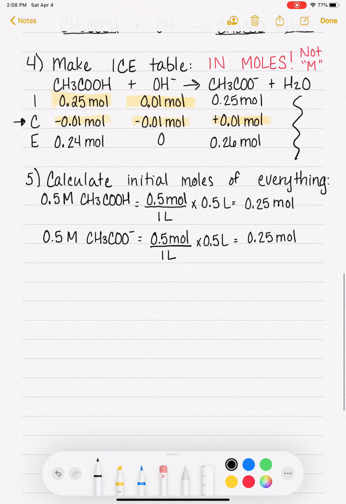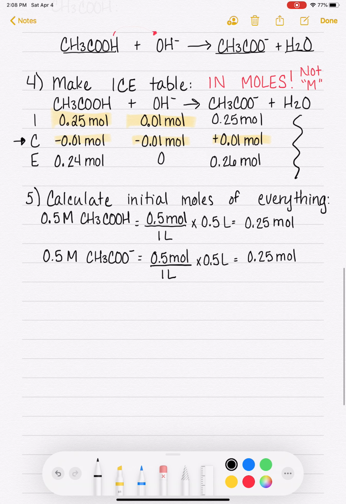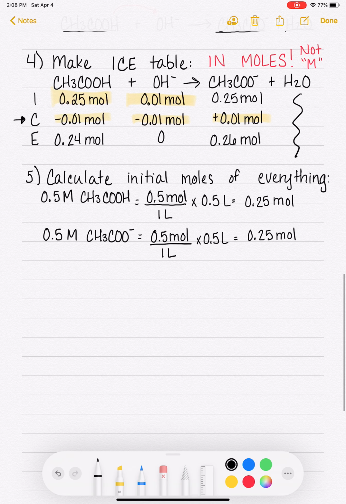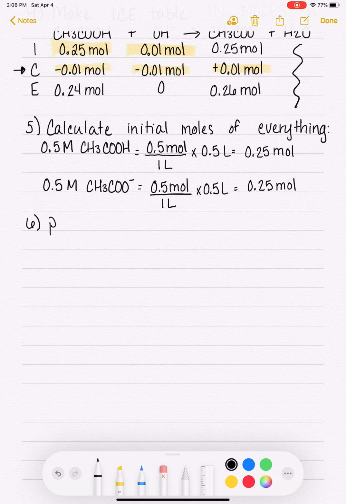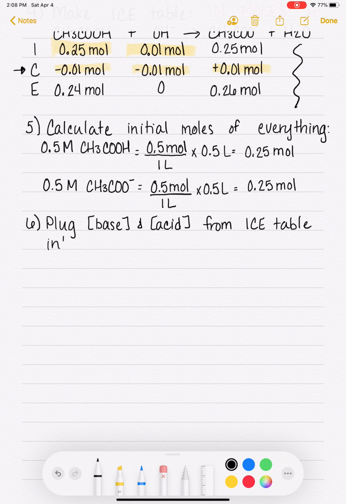So now we're going to continue on. Remember, our goal is that we want to calculate the pH of this solution. That's what we're trying to figure out. So let's move on to step 6. Step 6, what we would like to be able to do is plug the concentrations from the ICE table into the Henderson-Hasselbalch equation, plug the concentration of the base and the concentration of the acid from the ICE table into Henderson-Hasselbalch.